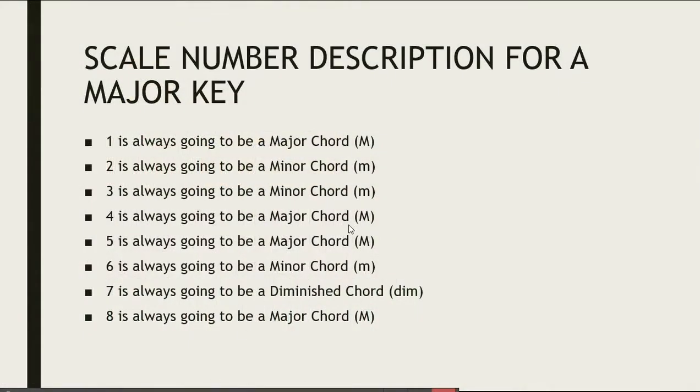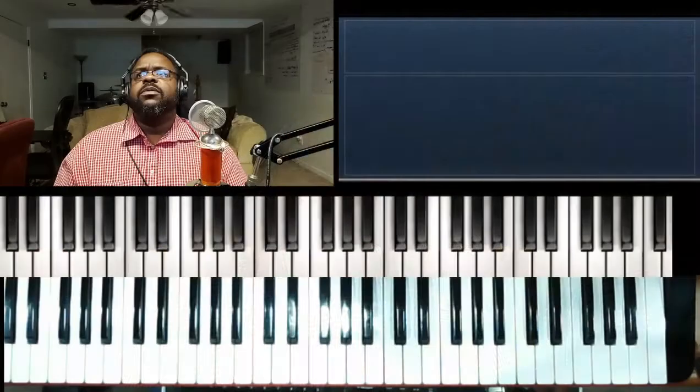So a scale number description for a major key. So 1 is always going to be a major chord. 2 is always going to be a minor chord. 3 is always going to be a minor. 4 is always a major. 5 is a major. 6 is a minor. 7 is always diminished. And 8 and 1 are the same. Now, with that being said, let's go back to the keyboard.